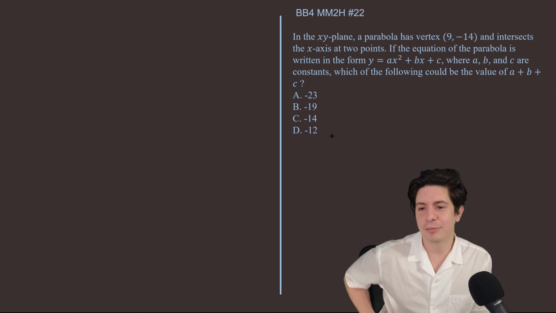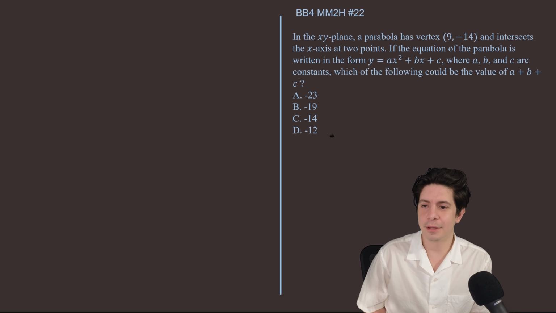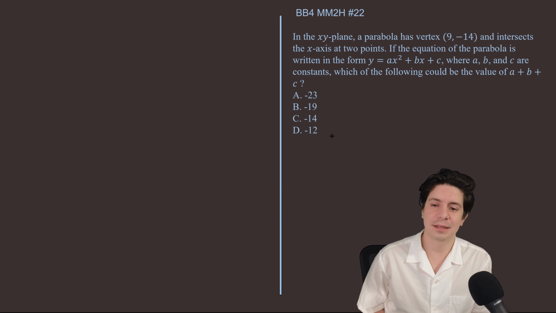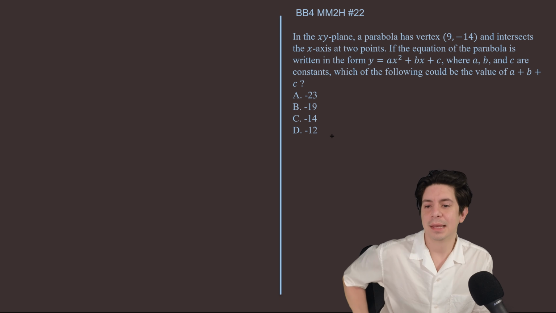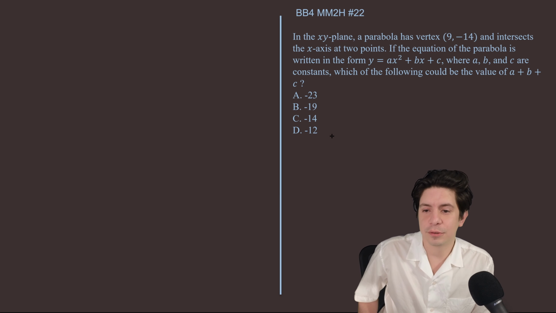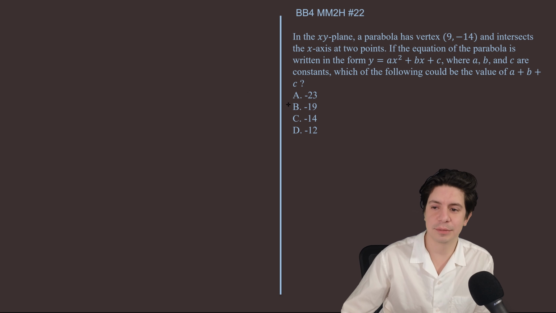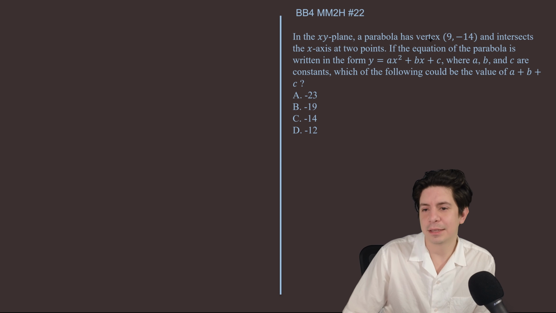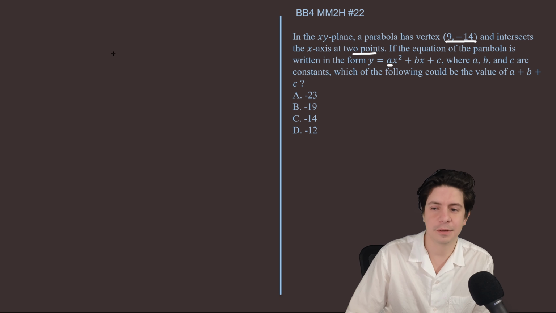In the xy plane, a parabola has vertex 9, comma, negative 14, and intersects the x-axis at 2 points. If the equation of the parabola is written in the form of y equals ax squared plus bx plus c, where a, b, and c are constants, which of the following could be the value of a plus b plus c? Okay, so the fact that the vertex is below the x-axis and it intersects twice, that means a is positive. So this is positive. Now let's set it up with vertex form.